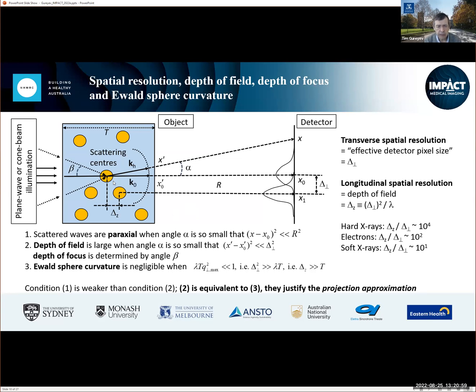So the depth of field is related to the degree of the deviation of the scattered photons from the straight trajectory. If k0 is the incident direction and kh is the scattered direction, and if that angle becomes large, one would say that the depth of field becomes smaller. So that sort of uniform field which you find around the object becomes more constrained around the sample because it starts to expand very soon after the interaction.